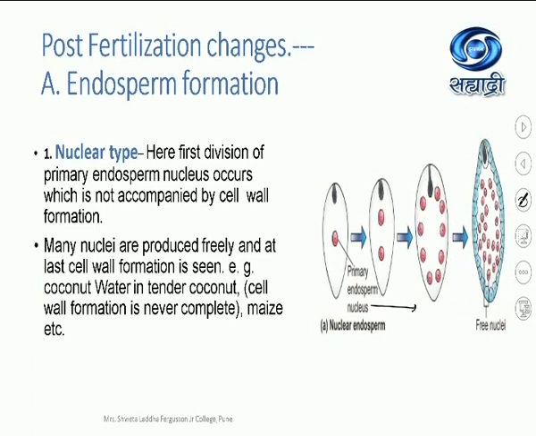Another example is maize. So again I repeat. This was the triple N primary endosperm nucleus. It divides to form two nuclei, then 4, 8 and many nuclei, and at the end every nucleus is surrounded by cytoplasm. So freely nuclei are dividing, and cytoplasmic division takes place at the end. Such type of endosperm is called the nuclear type. Which example? The coconut water which we are drinking has many nuclei. Cell wall formation is not completed in that, but even in maize such type of endosperm is developed.